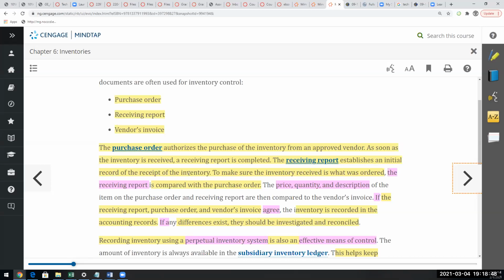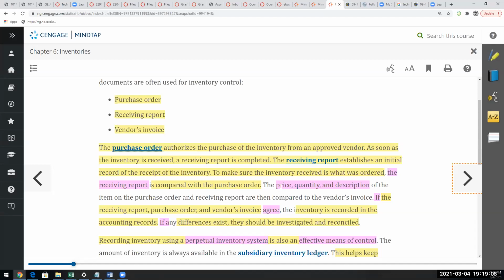So what did you order? What showed up, right? To make sure the inventory received is what was ordered, the receiving report will be compared to the purchase order. Because if you ordered 38 computers, you better get 38 computers. But if they don't all show up, that means they could be back ordered. Well, you got to keep track of it because you're not going to pay for something that you didn't get.